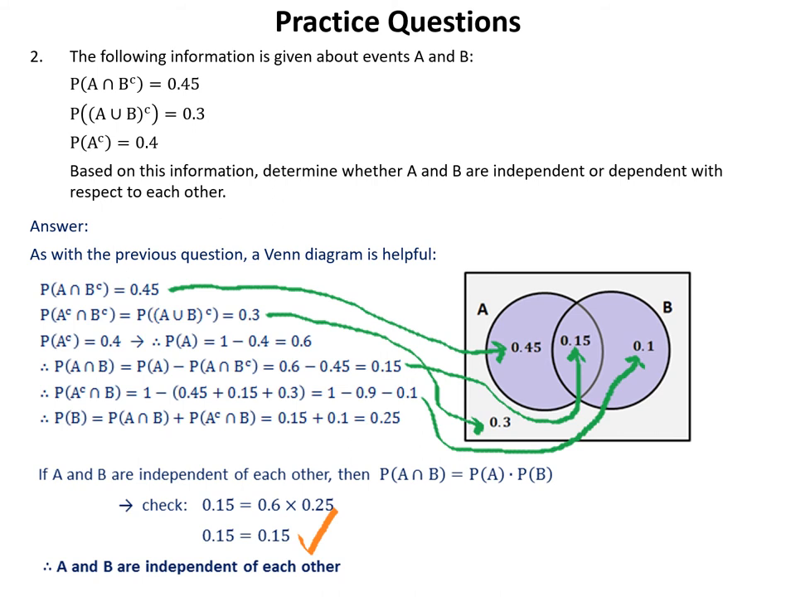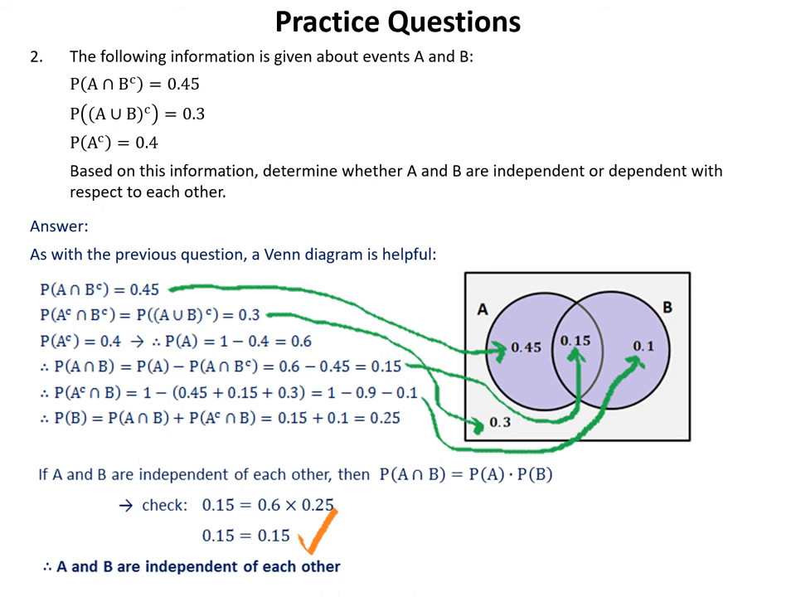So now we know that the total of the two distinct regions that make up the set A must equal 0.6. And since the part of A that's not in B is 0.45, we simply subtract 0.45 from 0.6. So we get that middle area, the intersection of A and B. So the probability of A intersect B is therefore 0.15, and we put that in that middle piece. Now the last remaining distinct region is the probability of A complement intersect B, which must equal 1 minus 0.45 and 0.15 and 0.3, which equals 1 minus 0.9, which equals 0.1. So now we have a complete Venn diagram.